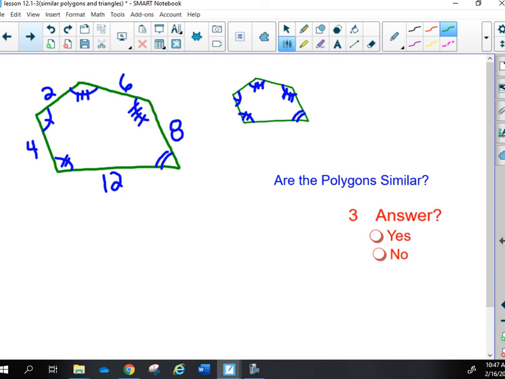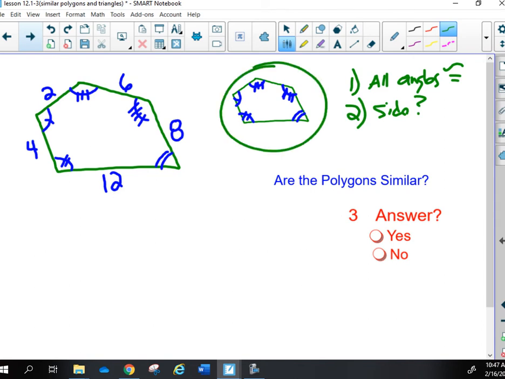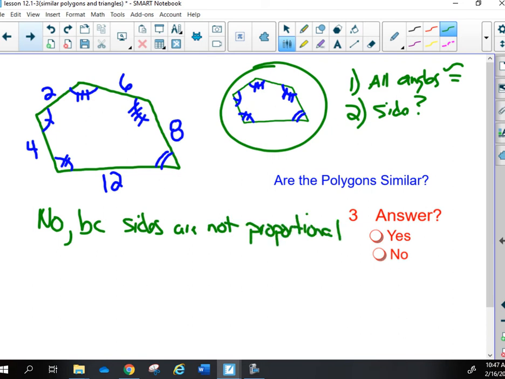But for right now, we look up here and we say right away, all angles are equal. We're good there. Equal or congruent. Second step that we have, are the sides proportional? I have no clue. There's no numbers over here. So this one right over here again is a no, because the sides are not proportional. You have to have both to prove polygons are similar.